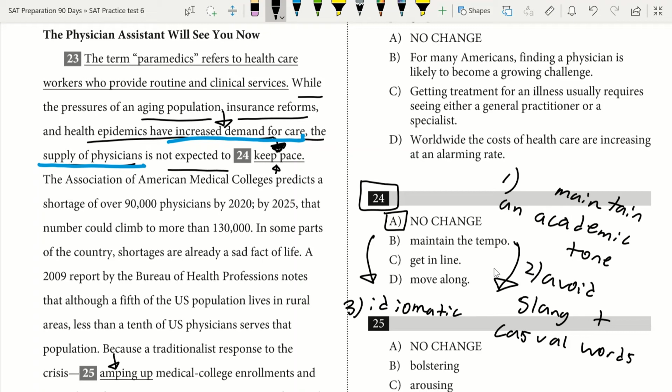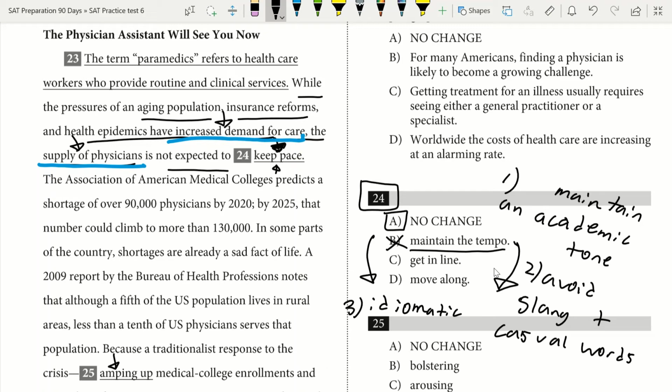So I'm looking to do three things when I have a word or two underlined mid-sentence or at the end of the sentence, and I have all different root words in my answer choices. I'm making sure I maintain an academic tone, avoid slang and casual words, and that it's idiomatic. In this case, keep pace makes perfect sense. I wouldn't say maintain the tempo because no tempo is described. We were talking about matching the increase in demand with the increase in the supply of physicians, which in this case is not present. Therefore, it's not expected to keep pace.